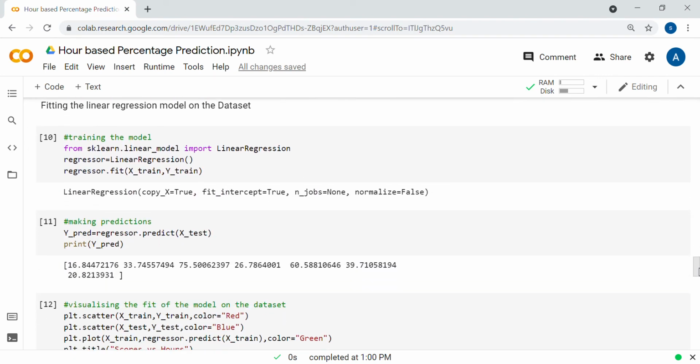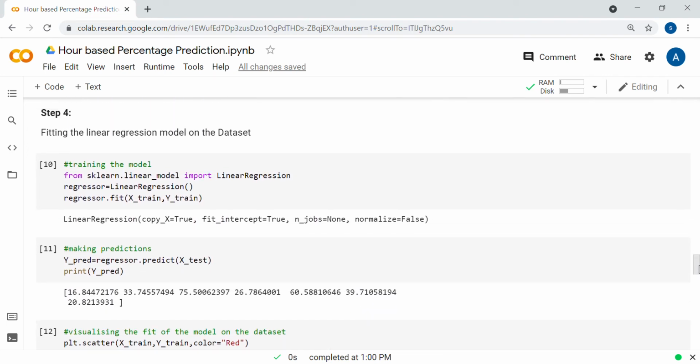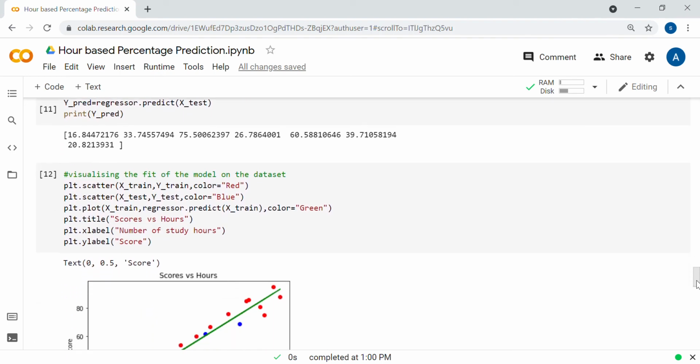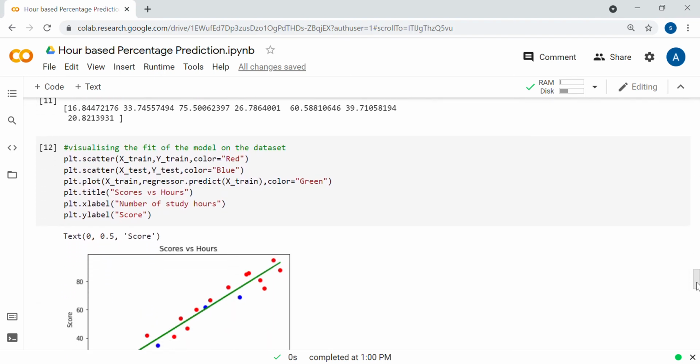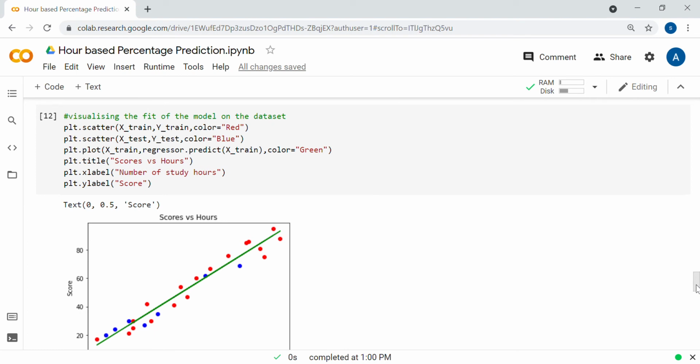In step 4, we have started training the model. So from sklearn, we imported the linear regressor and fit it onto the training data set. Moving on, we made our predictions under the name of ypred using xtest. Then let's visualize the fit of our regressor on the model.